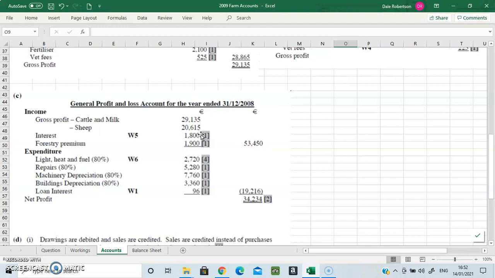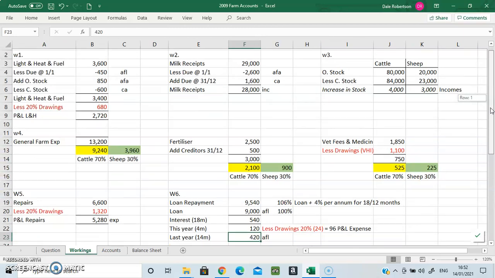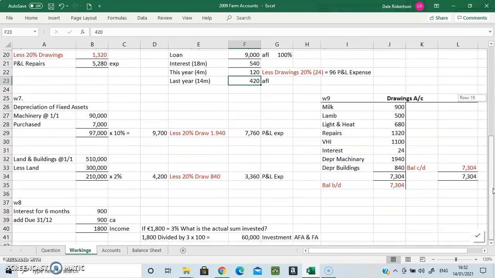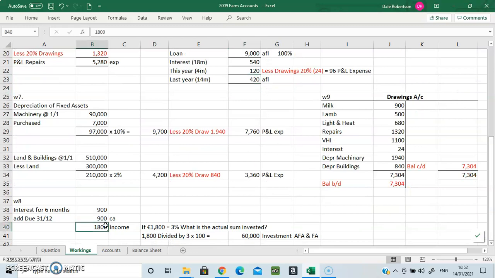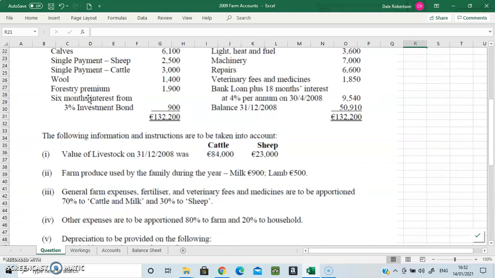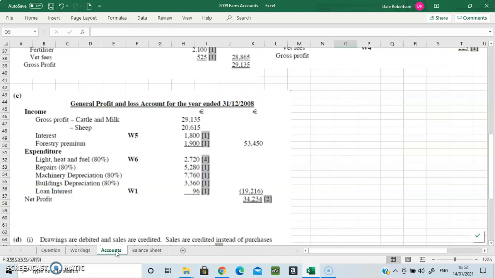And then you put in the other incomes, which are general farm incomes, but not specific to cattle or sheep, which are the loan interest, which we worked out to be 1,800. This is this income here. And also from the question specifically, we had forestry premium of 1,900, which wasn't cattle or sheep related. So therefore the 1,800 and the 1,900 go in there, and our total farm income is 53,450.